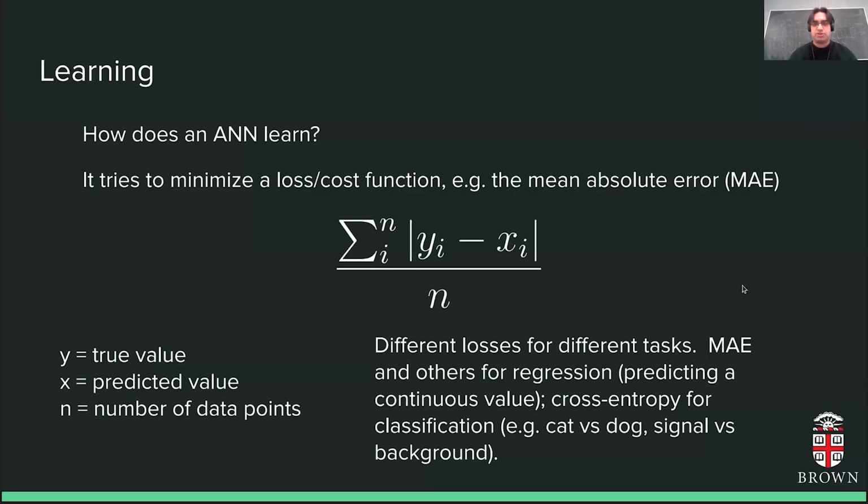So different losses for different tasks. If your task is regression, there are a whole bunch of losses like the mean absolute error, the mean squared error, etc. For binary classification, cat versus dog, there is a cross entropy or the binary cross entropy. And again, it's the model builder's job to decide what works the best for your task and what your task actually is. Is it classification, is it regression, etc.